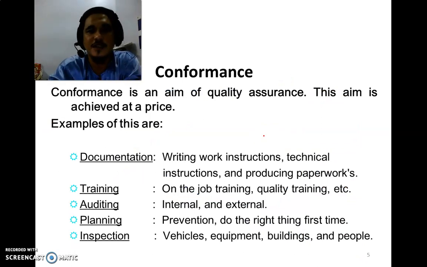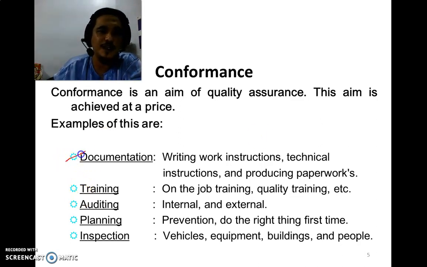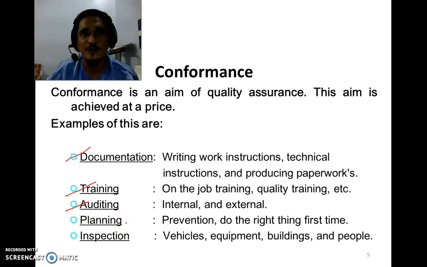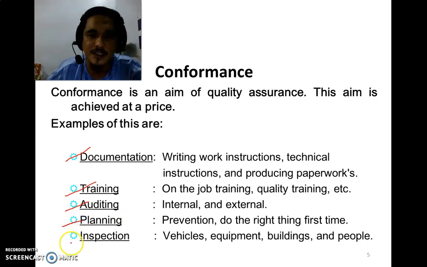So conformant is aimed at quality assurance. For example, documentation. We need a support department in terms of documentation, writing the work instruction. This is related with time. Training, we need to send our staff to attend training to improve skill. Auditing sometimes disturbs the production system. Planning, prevention, do the right thing the first time, which means we want to avoid deficiency. And inspection is based on the requirement, we need to do the inspection.